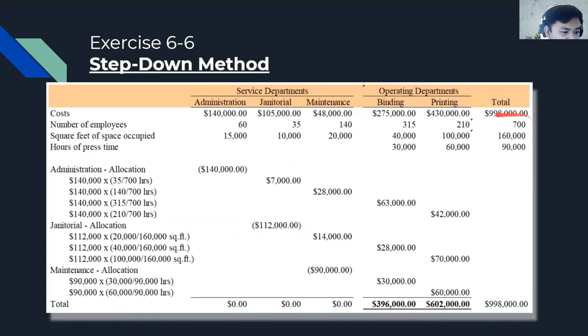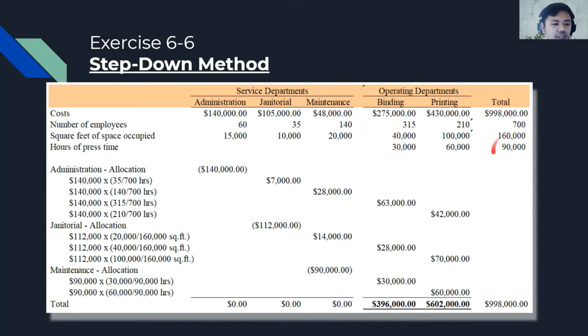For the janitorial services, it was stated that it will be allocated based on the square feet. So for the janitorial, the remaining departments that would absorb that cost would be the maintenance, binding, and printing. So we'll be adding all the square feet: 20,000 for maintenance, 40,000 for binding, and 100,000 for printing, which equals 160,000. For the remaining binding and printing, which will absorb the cost of the maintenance, it will be 30,000 hours of press time plus 60,000 for the printing, which equals 90,000.